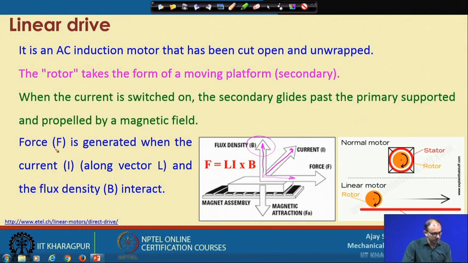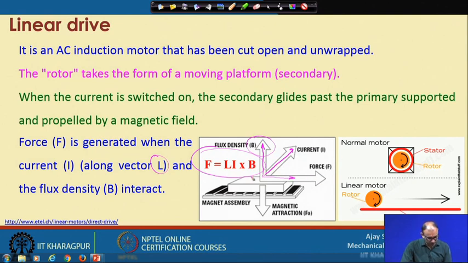So, that is called Lorentz force. Force F is generated when the current I and the flux density interact along the length, that is the length in the direction in which you are applying the current, whatever the component you are adding. So, this is the formula: F equals L into I into B. Whichever way you want to give direction.